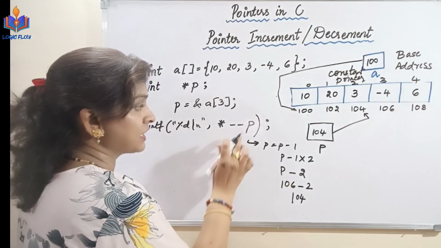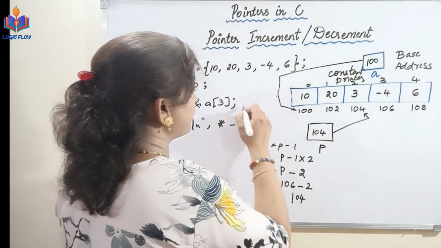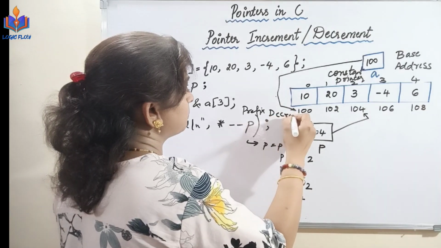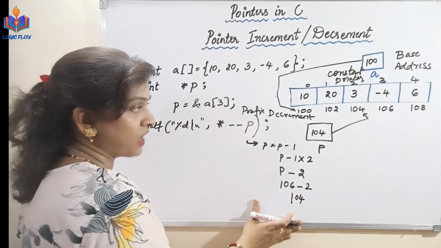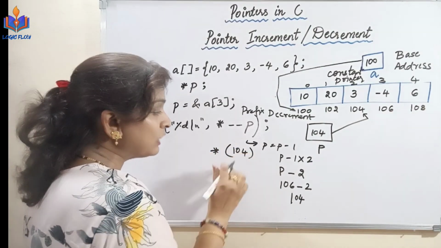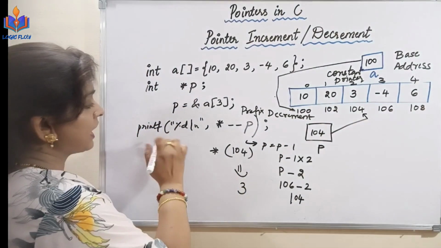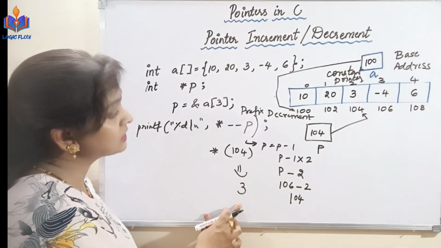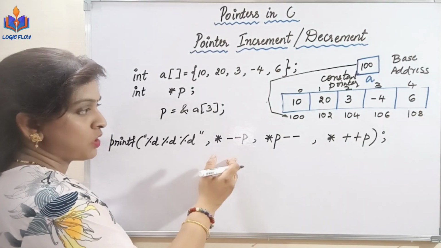Then, see, this is prefix decrement. What does prefix decrement say? You do the decrementation first. So we have done it. So it is 104. What is the value at the location 104? It is 3. So the answer for this line will be 3. So hope you have understood this prefix decrement. Let us have some complex statement. Let's try to analyze this.